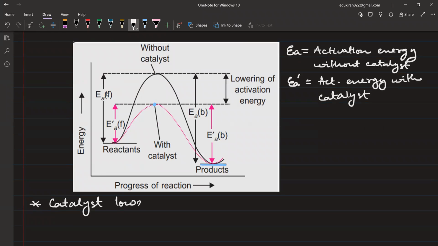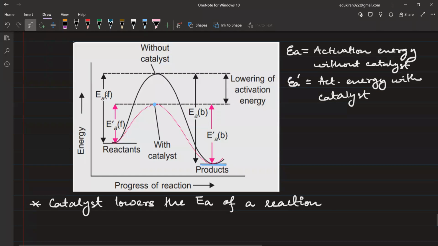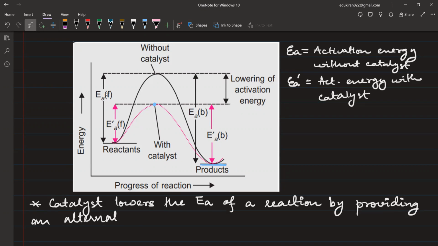So should we draw this graph? Yeah, you have to draw this. Catalyst lowers the activation energy of the reaction by providing an alternate path for the reaction.